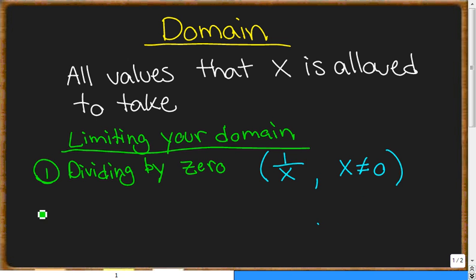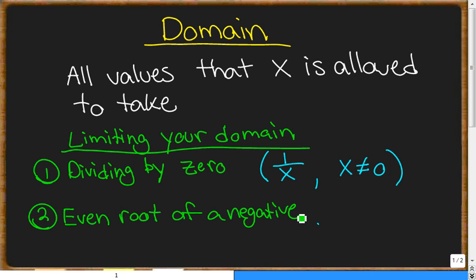The second possibility is going to be an even root of a negative. Now, why did I say even root? Because really it's any even root, right? It doesn't have to be a square root. It could be a quartic root or something other than that. You don't run into those very often, but it's possible, right?